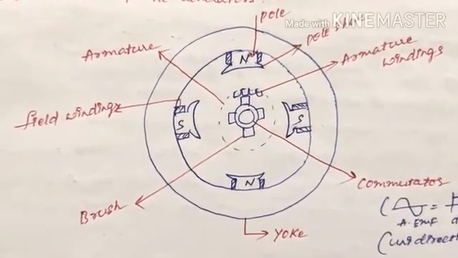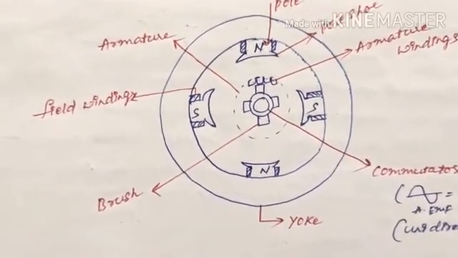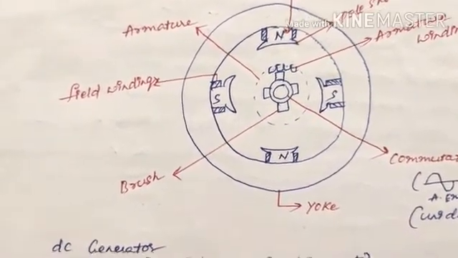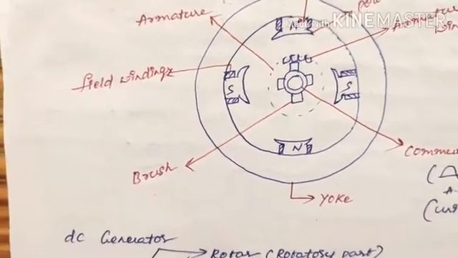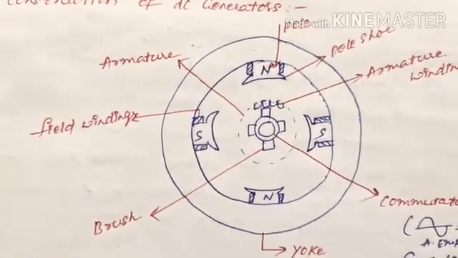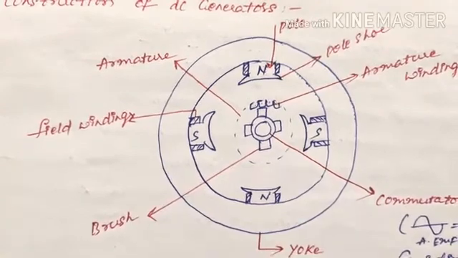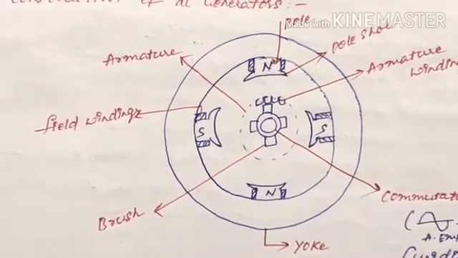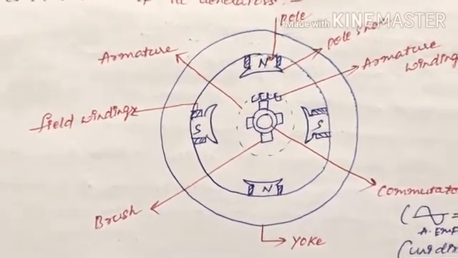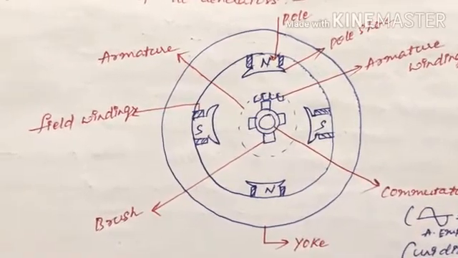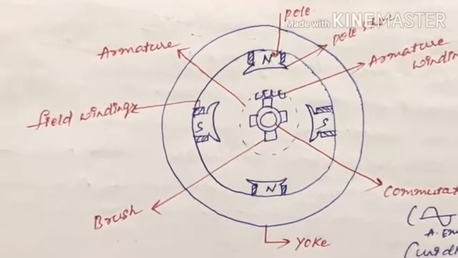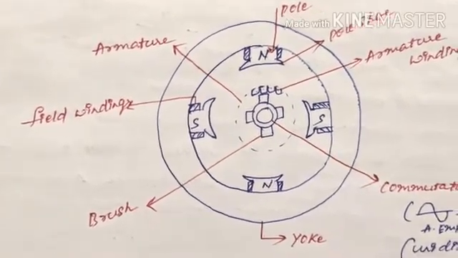Then coming to the pole, it is divided into two parts: pole core and pole shoe. Pole core is made of cast iron or cast steel. What is the use of the pole shoe? Pole shoes are laminated to reduce losses like iron losses, copper losses, mechanical losses, frictional and stray load loss, etc. Pole shoes are used for spreading out flux in the air gap because of the larger cross section. They also support field windings.